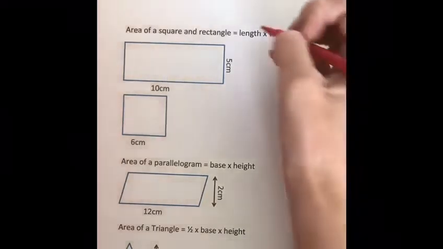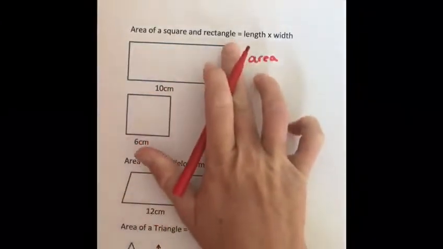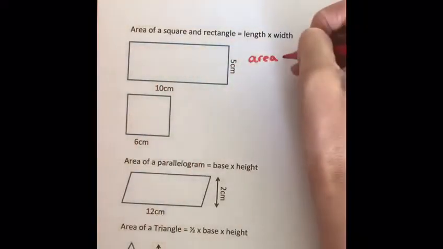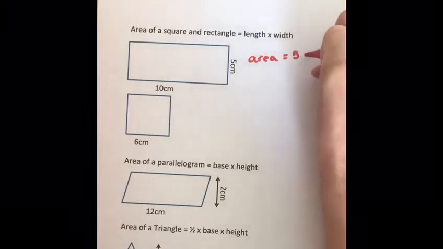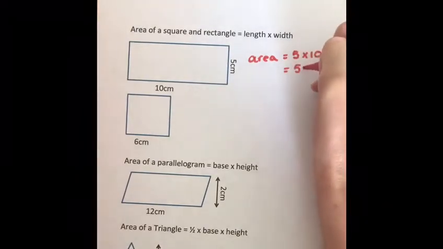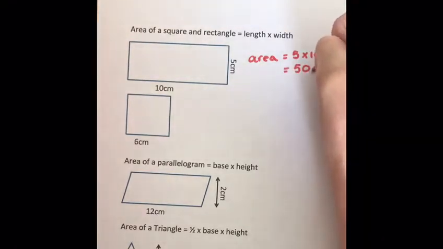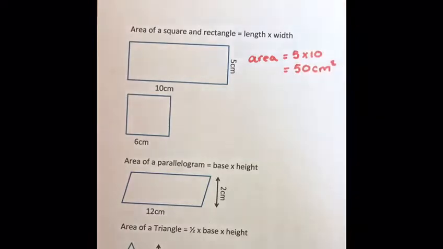So on a rectangle, to find the area, I multiply the length by the width. So I do 5 times 10, which gives me an answer of 50. Now, because it's an area question, all areas are measured in square units. So in this case, it's centimetres squared.